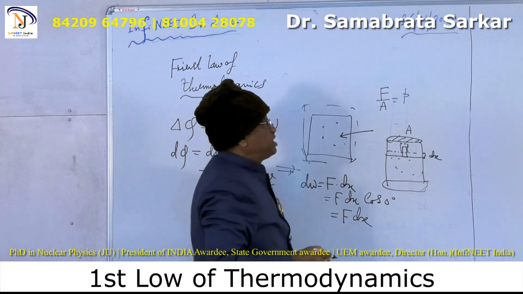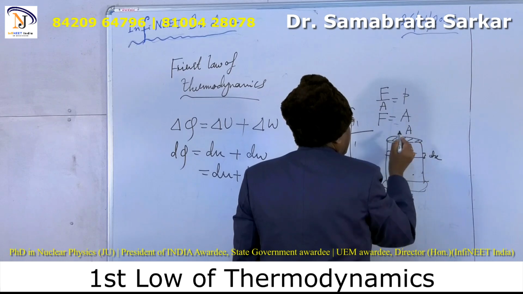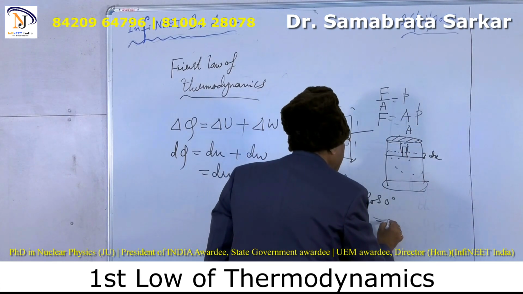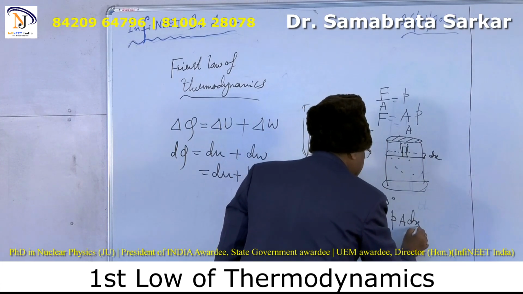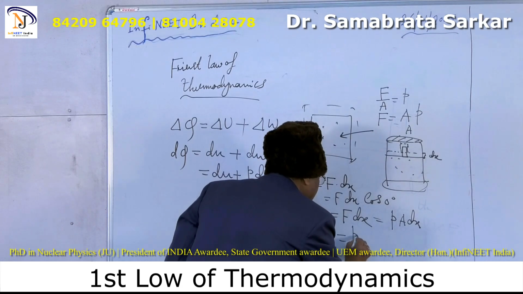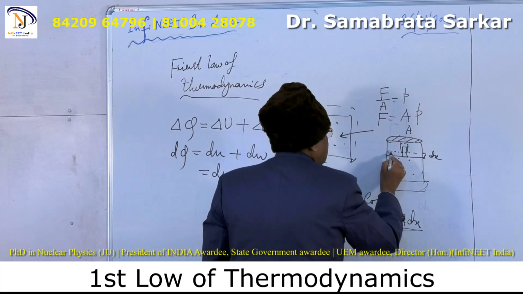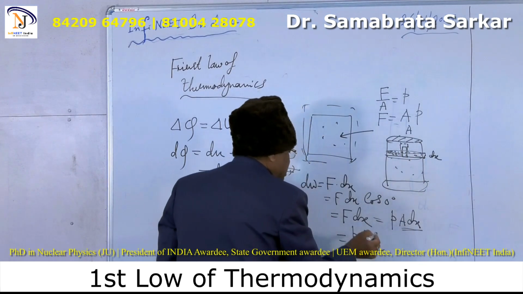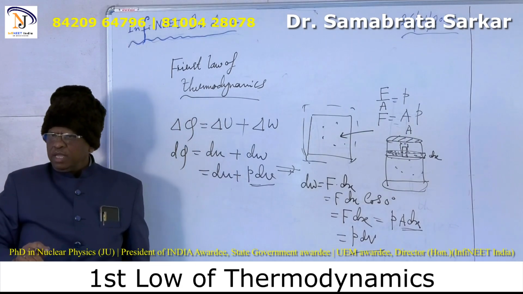Okay? The pressure. So force is nothing but the cross-section area into pressure. So you can write here P into A into dx. What can you write? P into dV. A into dx means the volume of this portion. So that is dV. So I have written here P dV.